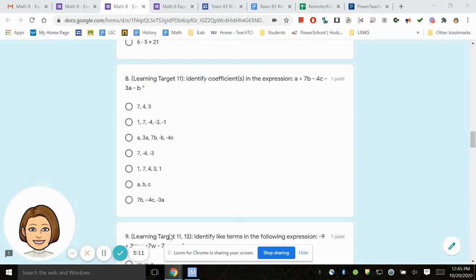Number 8, identify coefficients in the expression a plus 7b minus 4c minus 3a minus b. Again, you're identifying the coefficients. Are the coefficients 7, 4, 3? Next. Are the coefficients 1, 7, negative 4, negative 3, negative 1? Next. A, 3a, 7b, negative b, negative 4c.